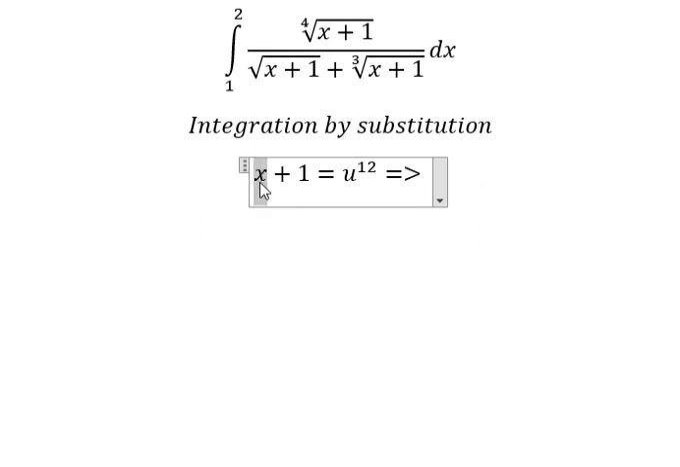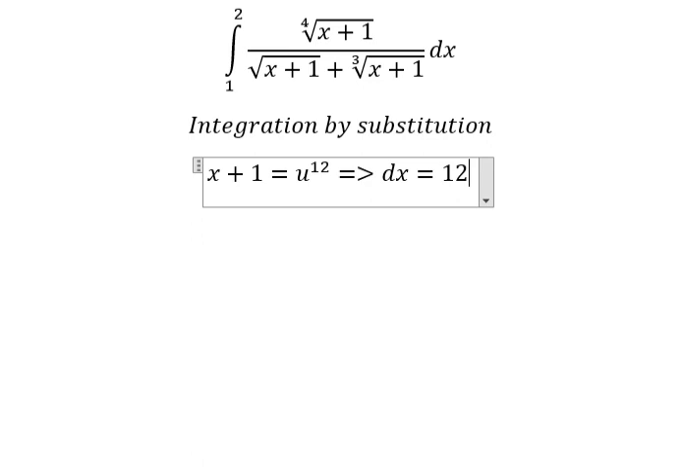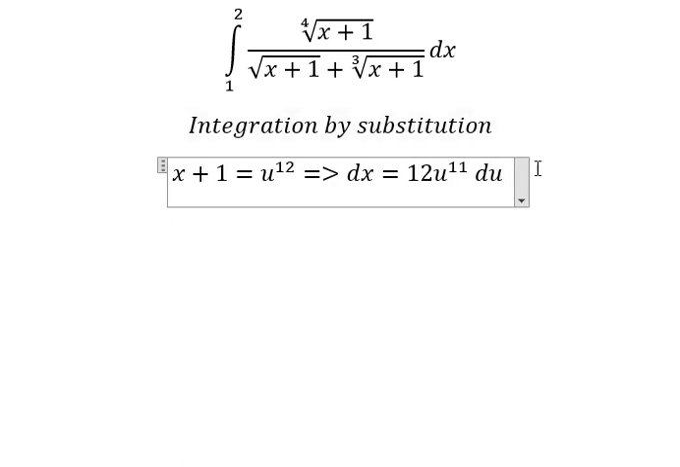This one we have number 1. This one is the constant, so you get number 0. And we have 12u to the power of 11 du. Next, we need to change the limits.